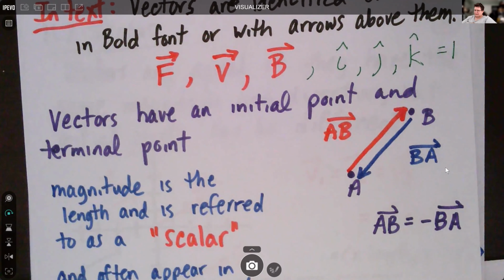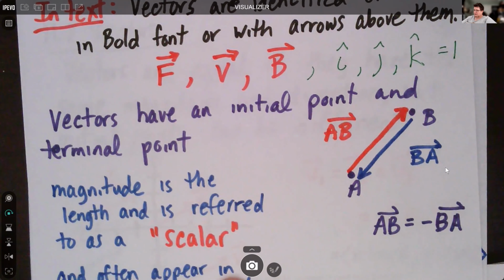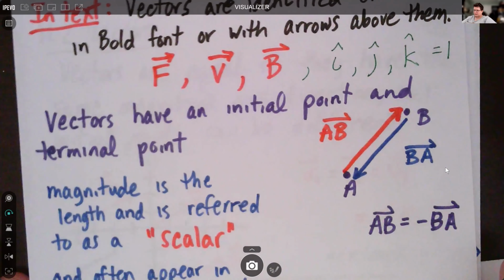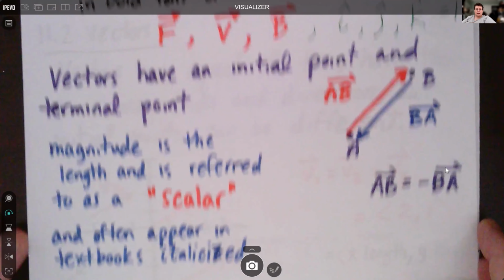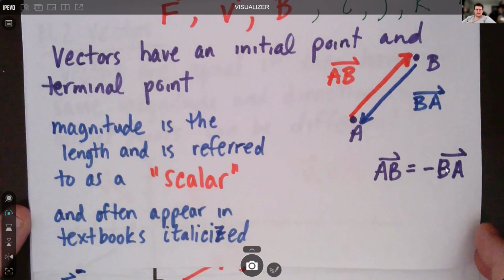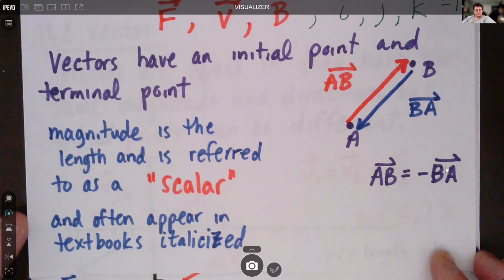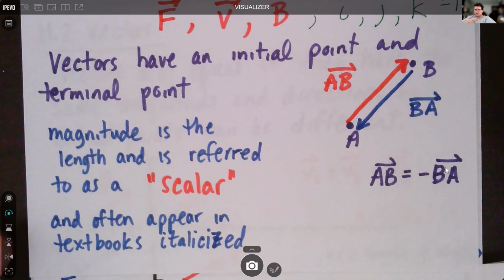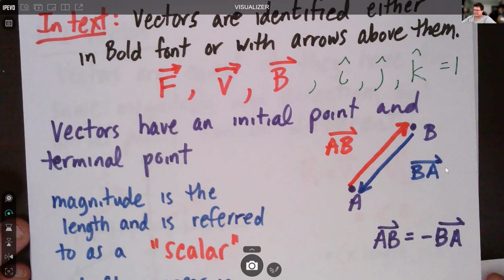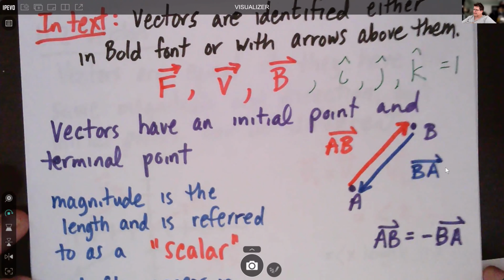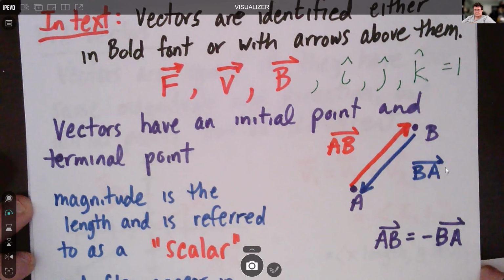That magnitude is the length. It's a scalar. It's a real value. It's often referred to as the scalar of the vector, but it's also magnitude or norm, as we'll see in a little bit. And in textbooks, the magnitude, I'm sorry, appears italicized. So the vector has the arrow symbol over it. If there's a scalar on it, we'll see that in a little bit, how it affects it. It tends to be italicized in textbooks.